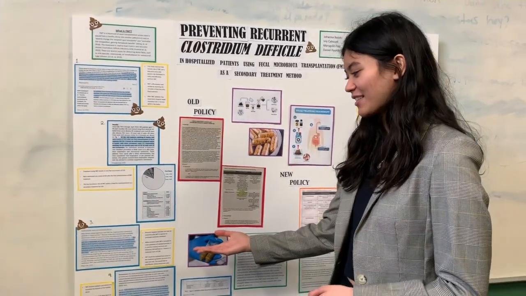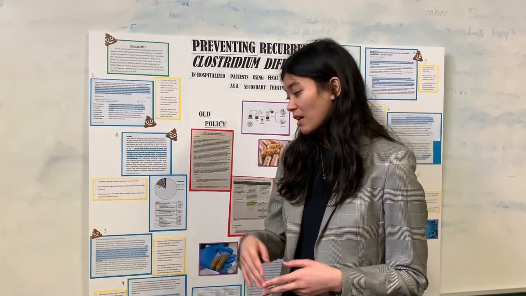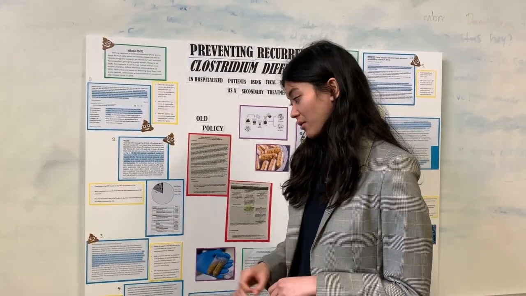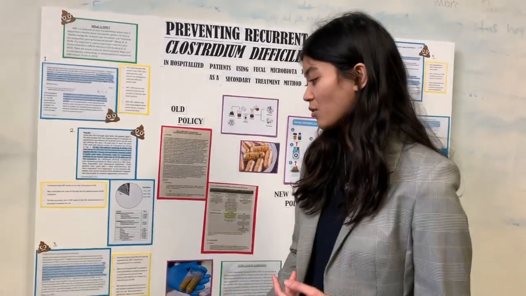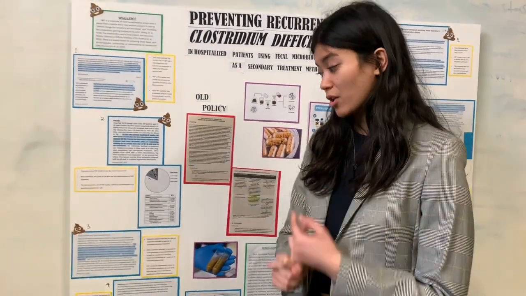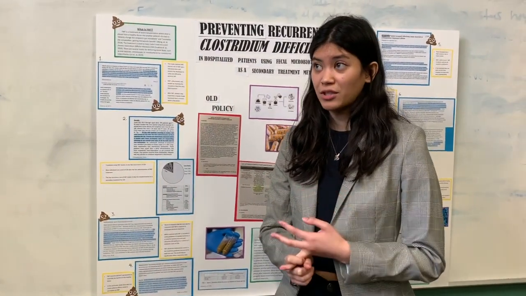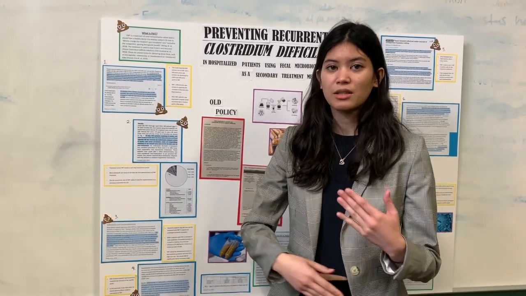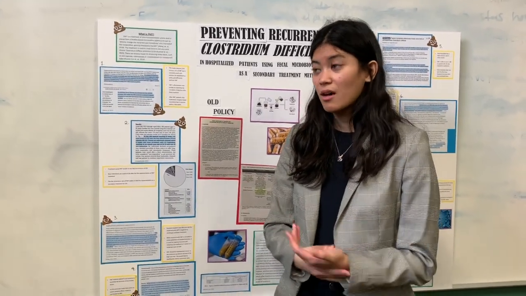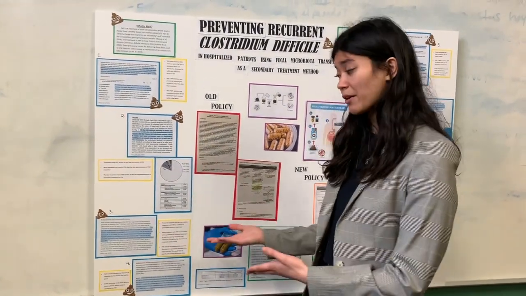In this research, it talks about the cure rates between FMT and antibiotic therapy. It states in the article that 90% of patients who had FMT as a treatment were cured of C. diff, while 20 to 30% of patients who had antibiotic therapy were cured. So that shows that there's a very high superiority rate of FMT, curing a lot faster and a lot better than antibiotic therapy.